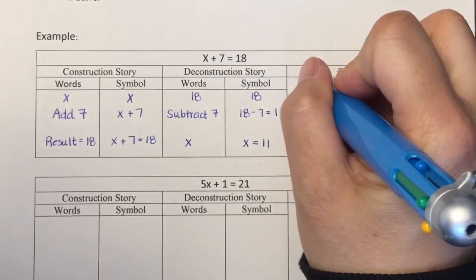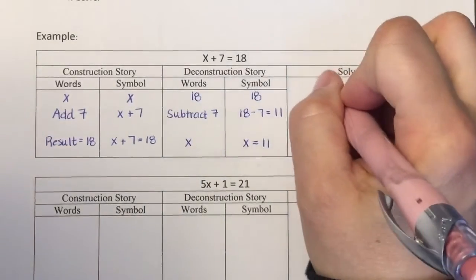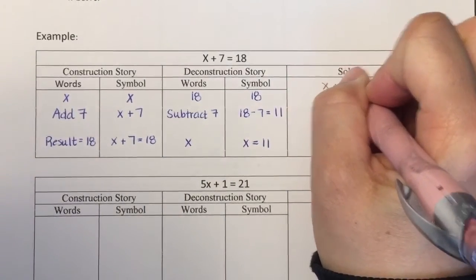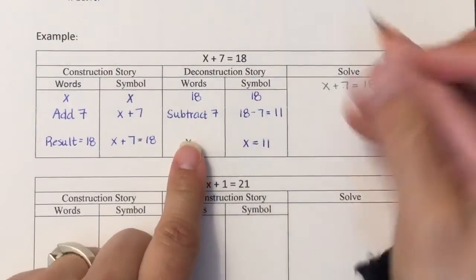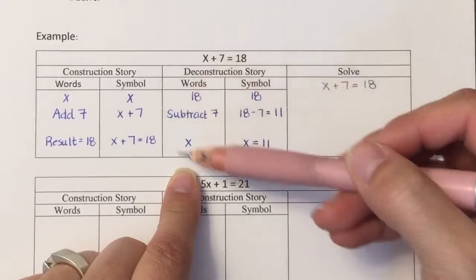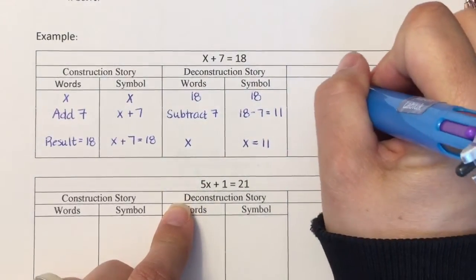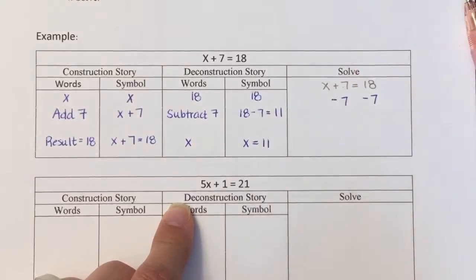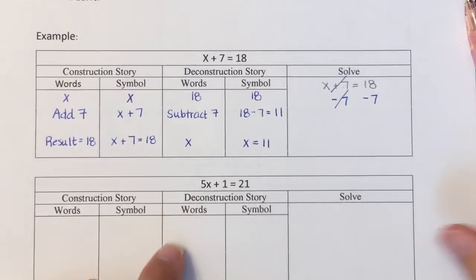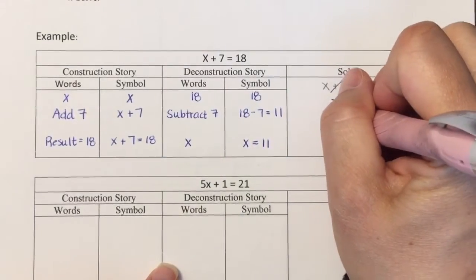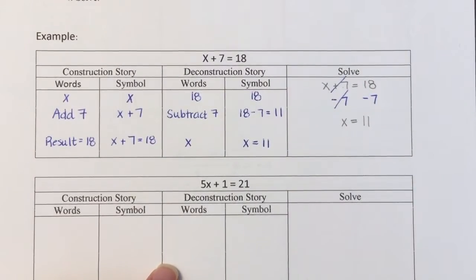Now let's see what that looks like when we actually solve the equation ourselves. I'm going to use pencil here. So x plus 7 equals 18. I want to do the opposite, so I'm going to use my deconstruction story to solve it. I'm going to subtract 7 on both sides. That's going to cancel the 7s out on the left side, and I'm left with x equals 11. And then we've solved.